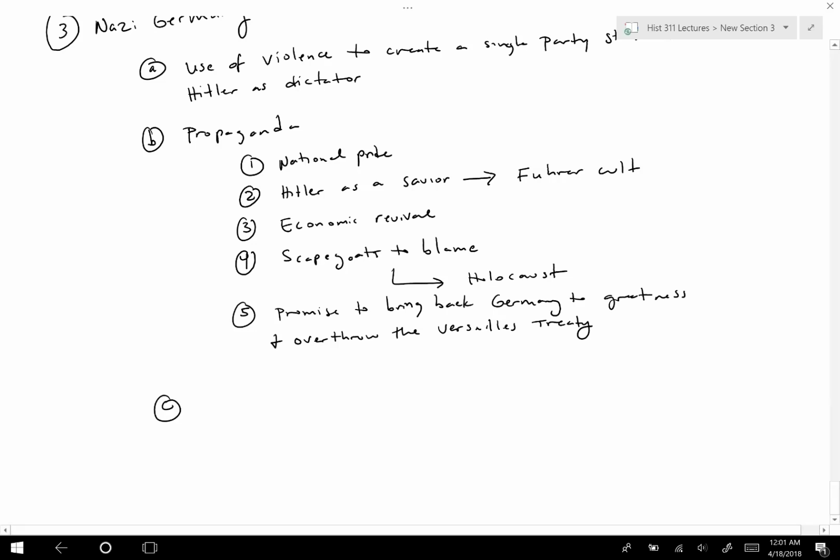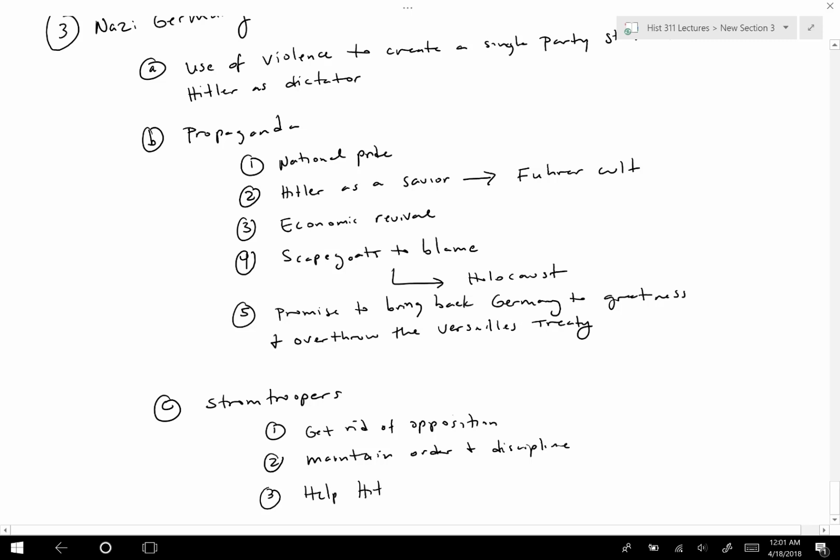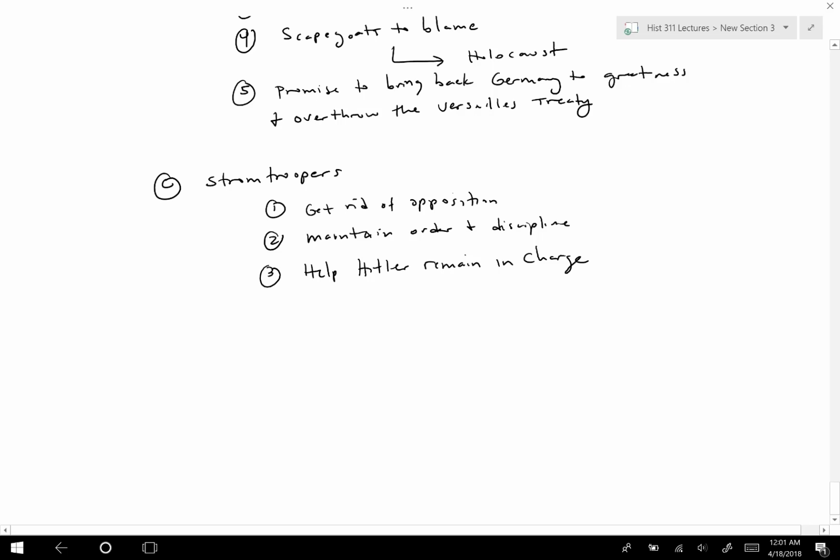So one of the things in order to crush the opposition is that Hitler created the stormtroopers. The stormtroopers were there, again, to get rid of opposition and maintain order and discipline and help Hitler remain in charge. So the social order and everything else, this helped him maintain the power that he needed, and also to enforce it, essentially.